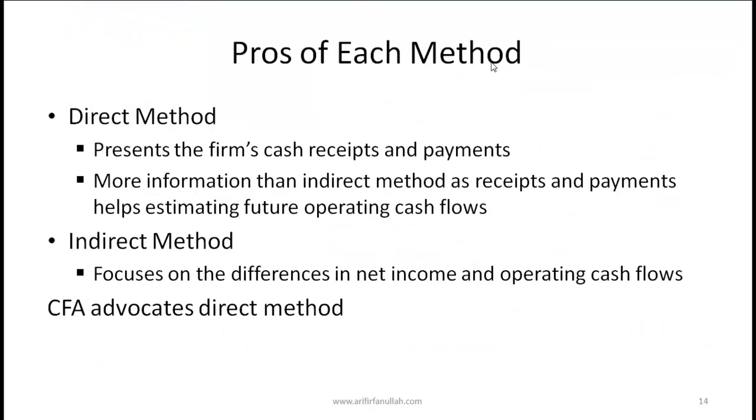So what are the pros and cons of each method? With the direct method, we basically present the firm's cash receipts and payments. There is more information than the indirect method, as receipts and payments help us estimate future operating cash flows. The indirect method focuses on the differences in net income and operating cash flows. And as you might imagine, since the direct method is more intuitive, the CFA Institute advocates the direct method.